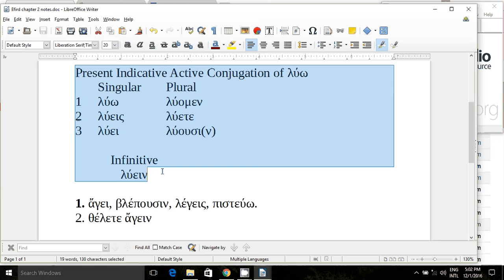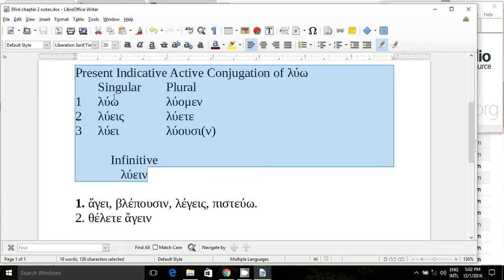And the infinitive is luein. You need to know it that well. There is no substitute for that kind of serious memorization. No substitute. You will fail in Greek or in Latin if you do not memorize these endings that well.